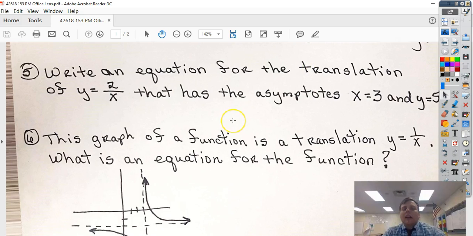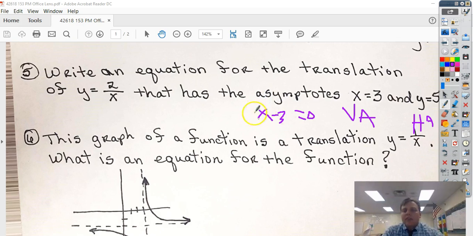Question number 5. Write an equation for the translation of y equals 2 over x that has asymptotes of 3 and 5. Guys, this is x equals 3, your vertical asymptote. This is y equals 5, your horizontal asymptote. First off, vertical asymptotes are found by setting the denominator equal to 0. So if I set something equal to 0, and after I solve it I get x equals 3, what would this side need to be? X minus 3, that's right. If you were to solve x minus 3 equals 0 for x, would you get x equals 3? Yes. So instead of just x in the denominator, you want 2 over x minus 3.